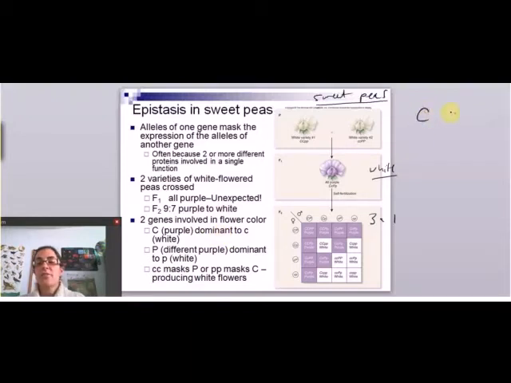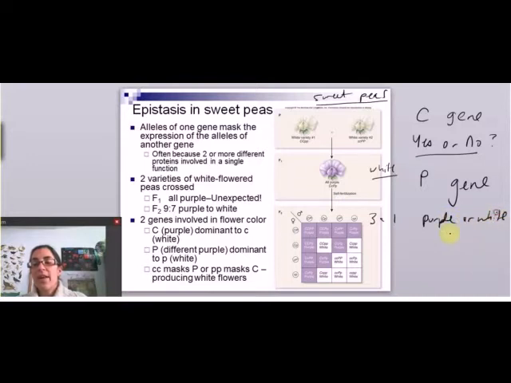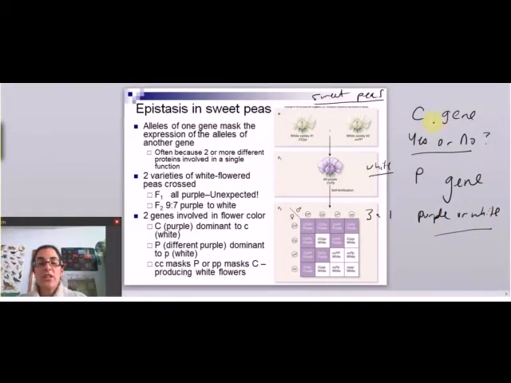There's the C gene and the P gene. And I kind of like to think of this as 2 questions. The C gene controls whether or not there will be color. So C for color, yes or no. Only if the answer to the C gene is yes, will the P gene matter, because the P gene is then purple or white. So the C gene comes first, and that controls whether there will be color or not.